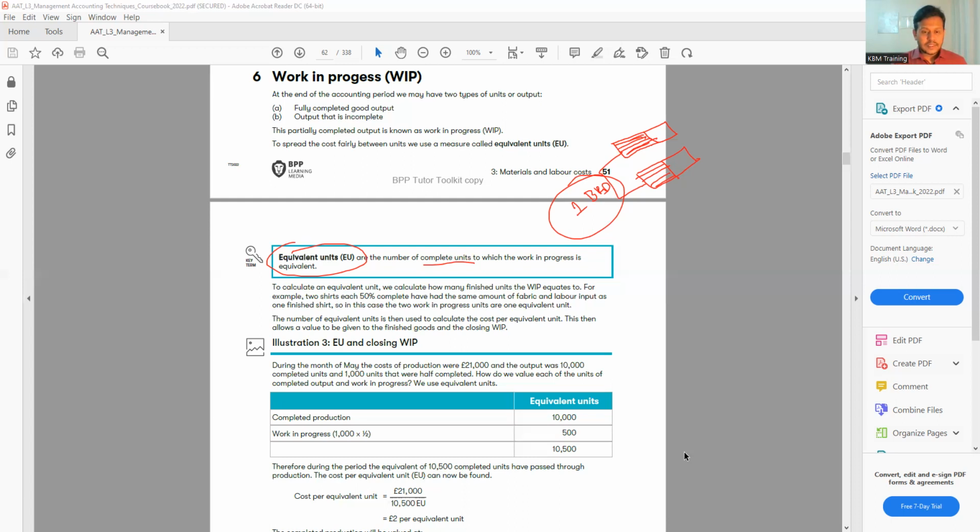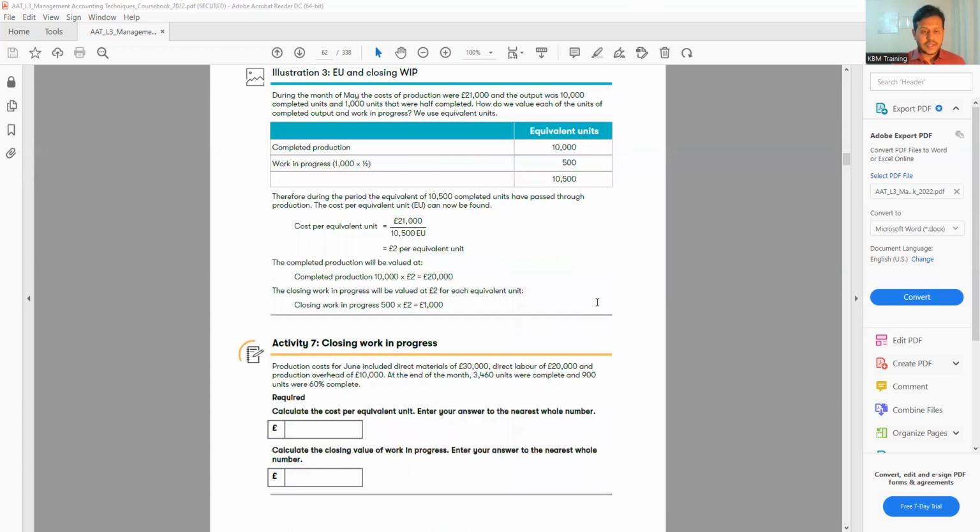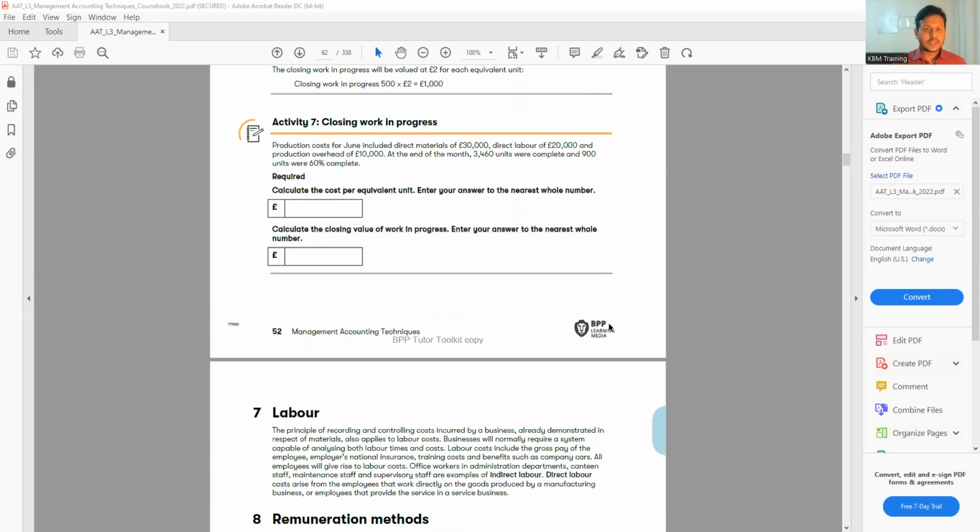Okay, we have one example here. So let's try this question. We have activity 7. Closing work in progress. Production cost for June included direct material 30,000, direct labor 20,000, and production overhead 10,000. At the end of the month, 3,460 units were completed, and 900 units are 60% complete.